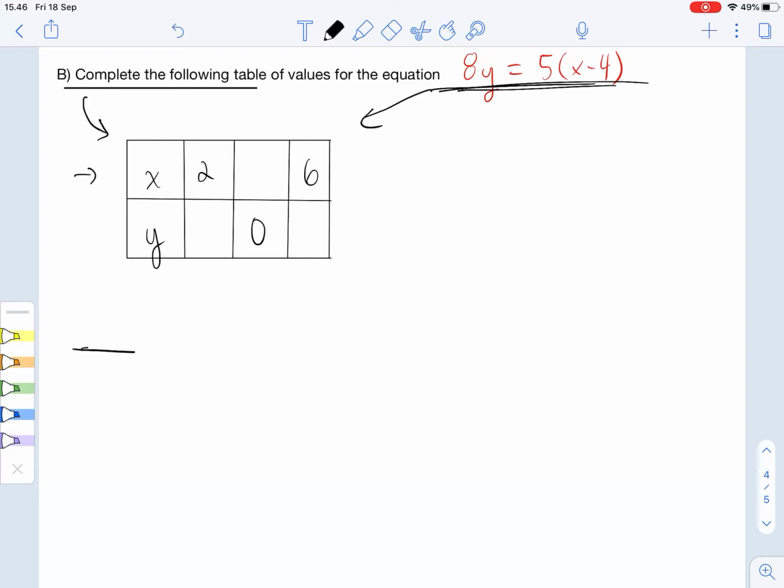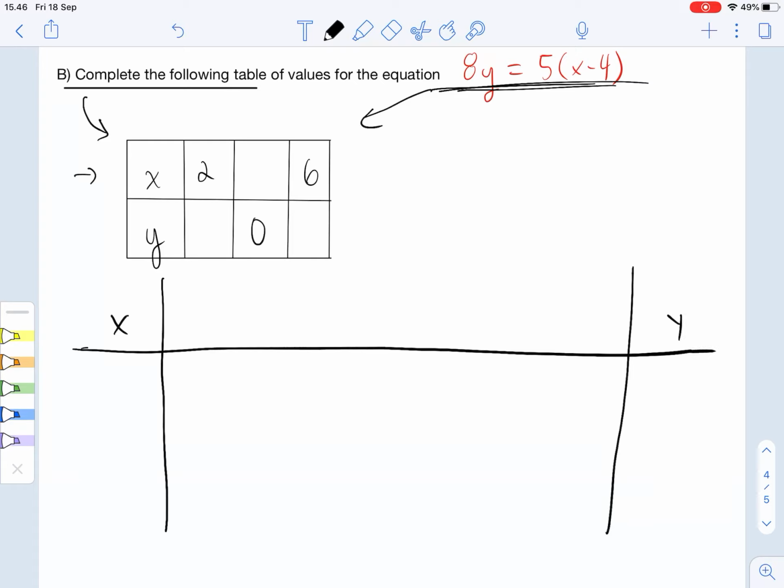So similarly, I'm just going to draw a table. X, over here, y, and here's going to be my equation in the middle here, my workspace. So here we're given that we have 2, so x is equal to 2. So we want to find what is y.